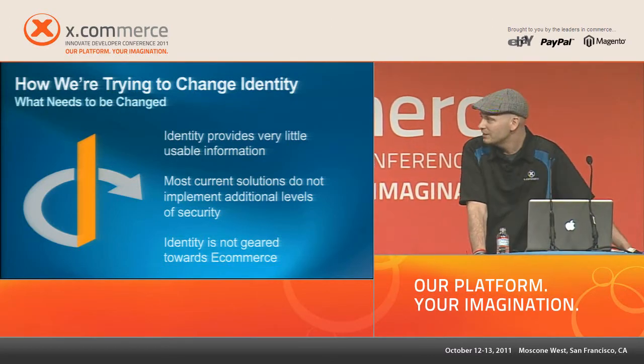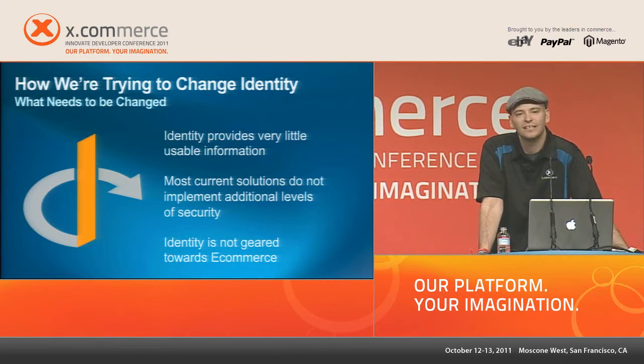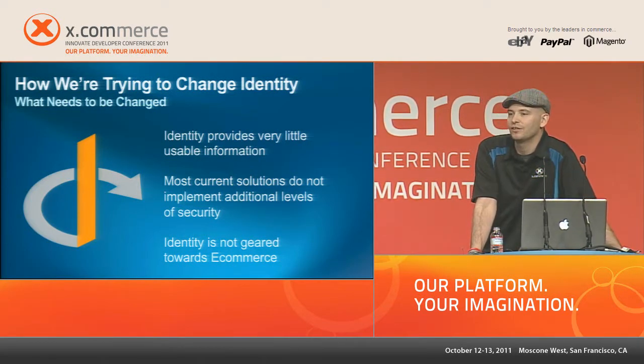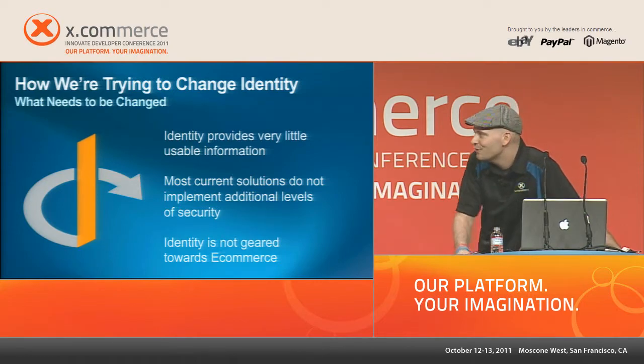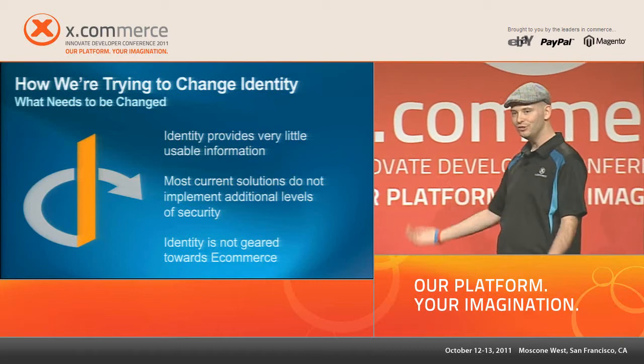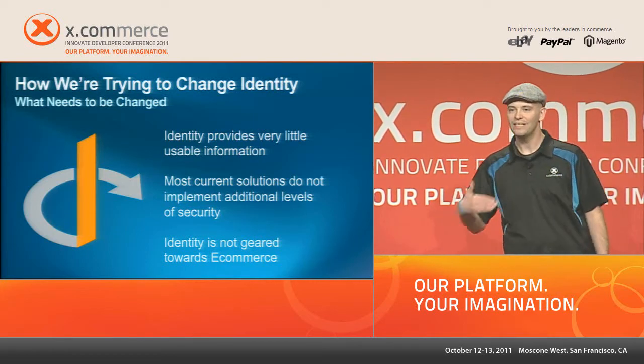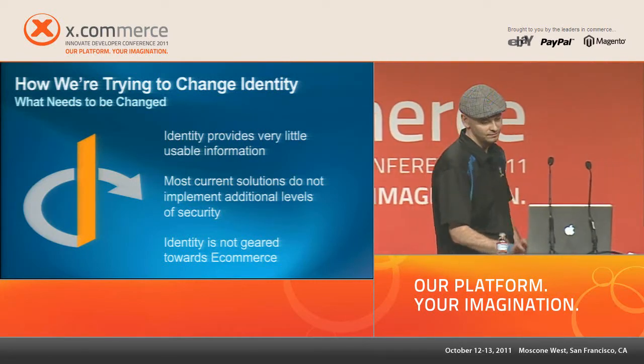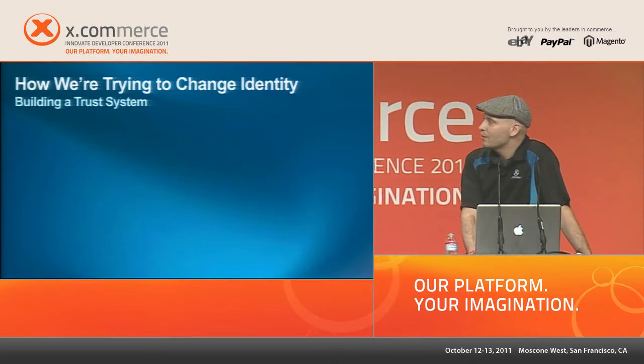I think I heard once that someone had said OpenID is the most successful failure. And that's because of this lack of information. You can't get a ton of information that's usable. And that's what we need to fix. So how are we going to do that?